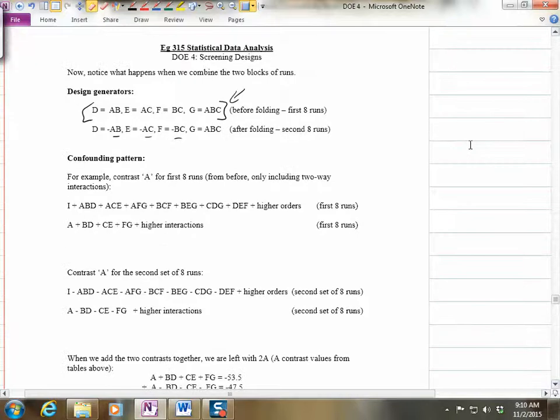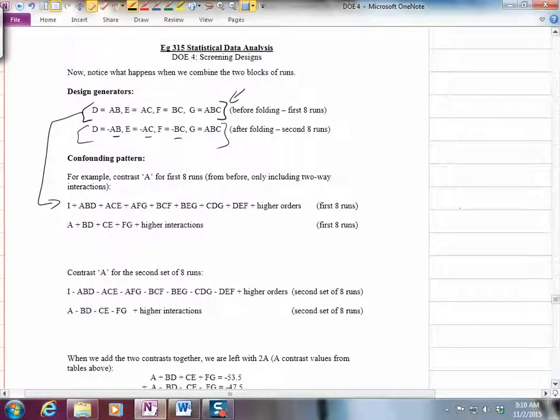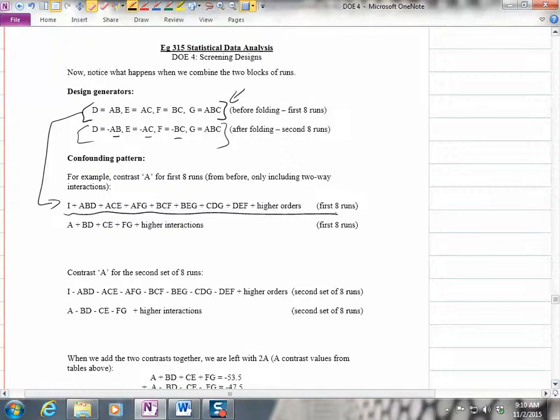So we have the 2 design generators for the first 8 runs and the second 8 runs. From them, we can get the defining relation, right, from the design generators. We take those, we have I equals ABD, one term for each of these, then we start multiplying these together to get all of these contrasts. And we've only shown some of them. Is everyone okay with the defining relation in the first 8 runs?